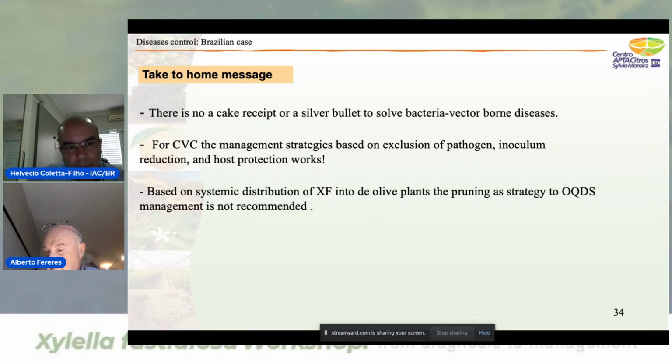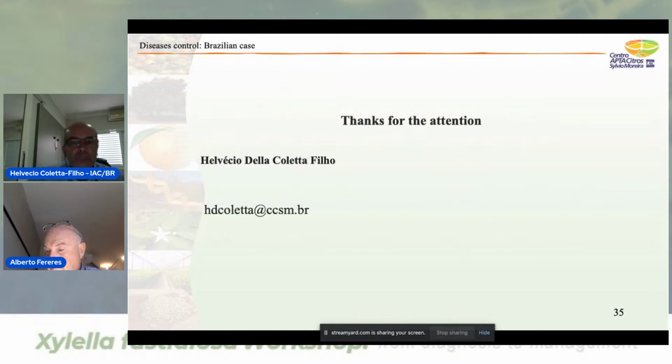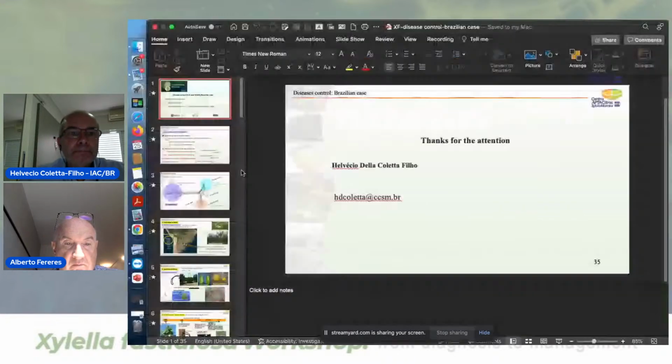Based on systemic distribution of Xylella in the plants, the pruning strategy to manage olive quick decline is not recommended. And so, specifically talking about olive quick decline, there is an urgent need, at least here for us, for a regulatory program for production of nursery plants free of Xylella fastidiosa. So thanks for your attention, and sorry.